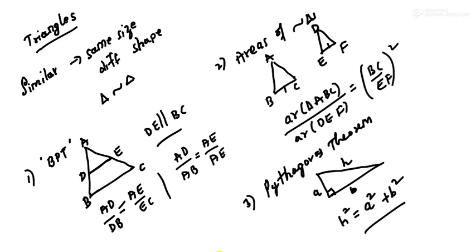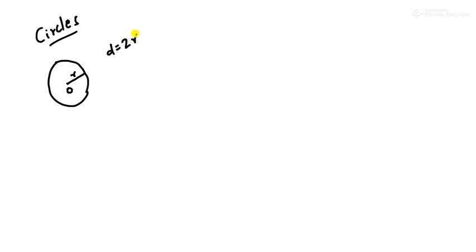Okay, so now moving to our next chapter. The next chapter is circles. As you all know, this is a circle with center O, this is a radius R, and diameter is equal to 2 times R. If a line passes through the circle and touches at only one point, we call it a tangent. That should be known by you.